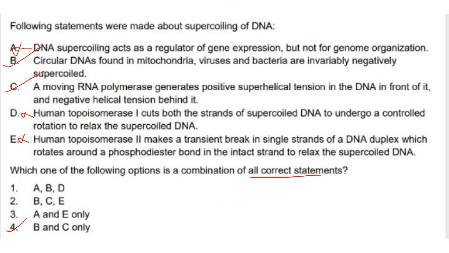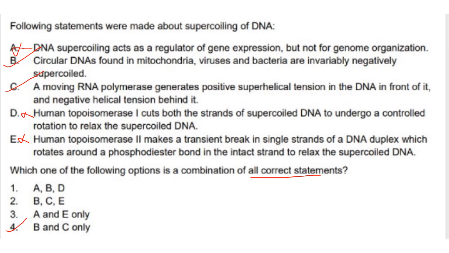Then next one. The following statements are made about the supercoiling of DNA. DNA supercoiling acts as a regulator of gene expression but not of genome organization. It acts during genome organization also, so the first statement is not correct. You are asked to find a combination of all correct statements. So the first is not correct. Circular DNAs found in mitochondria, viruses and bacteria are invariably negatively supercoiled. That is correct.